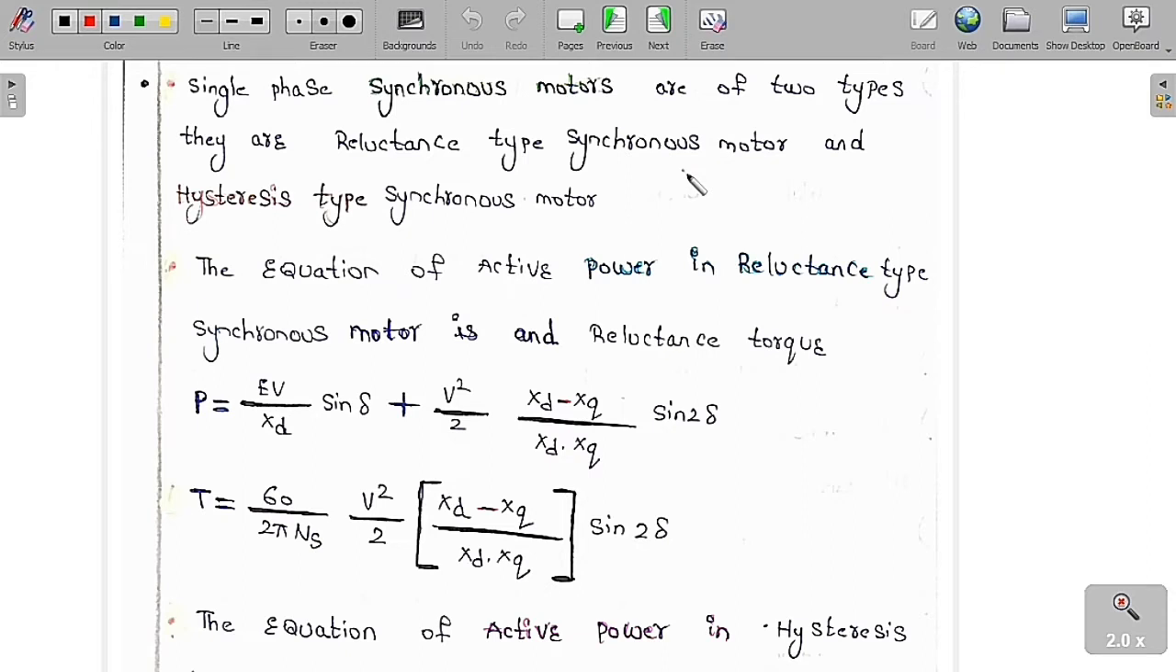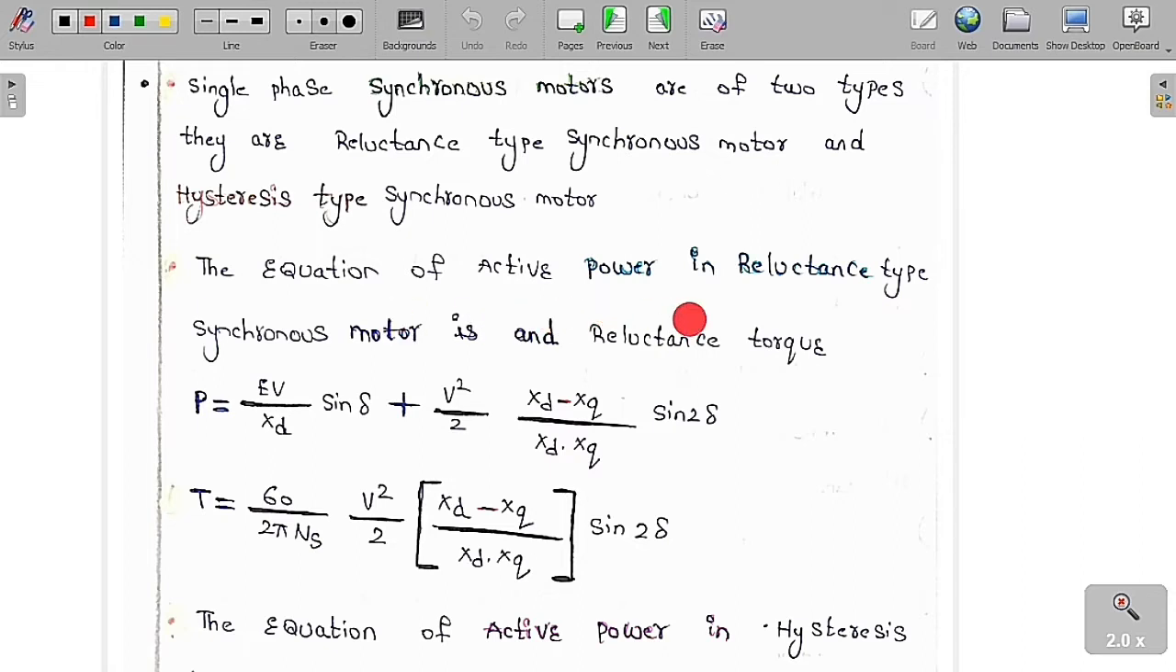So single phase synchronous motors are of two types. One is called the reluctance type synchronous motor and the other is called the hysteresis type synchronous motor.